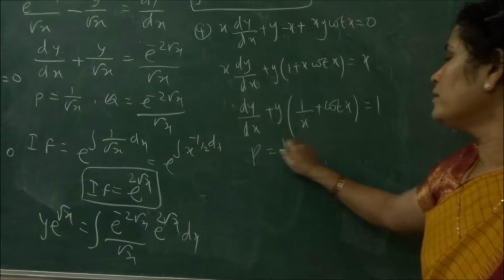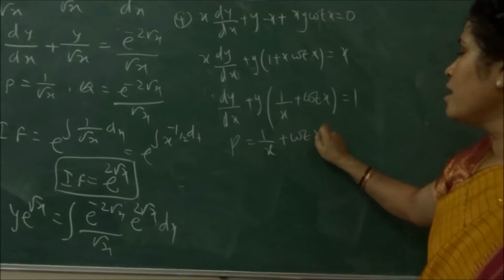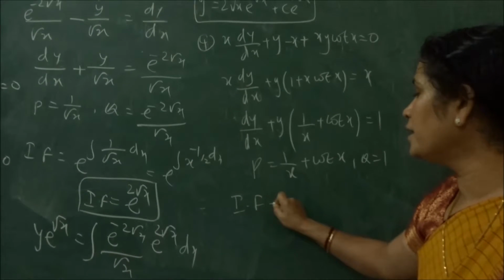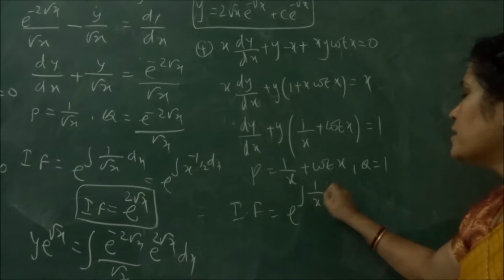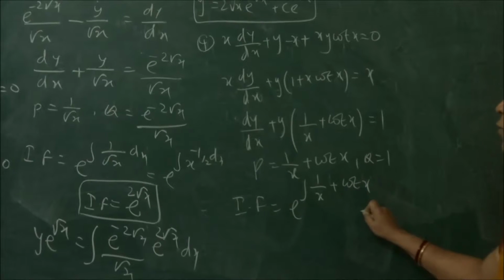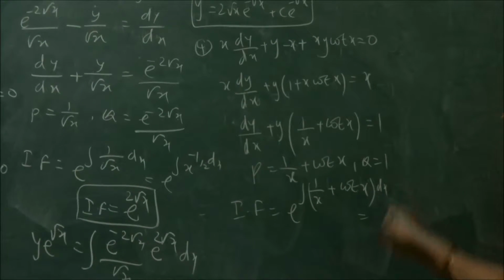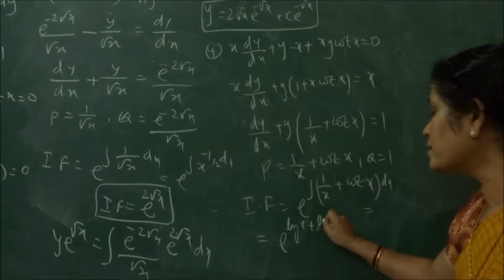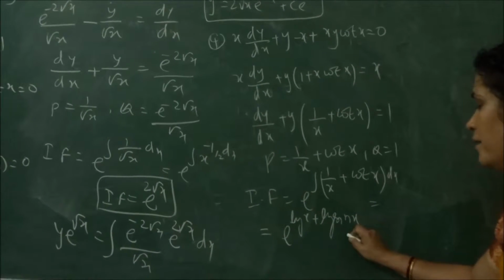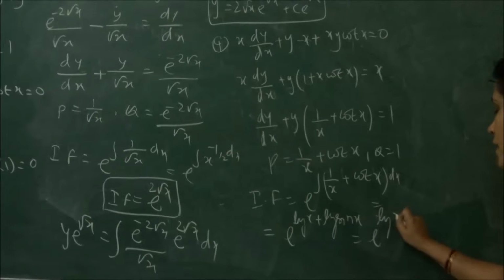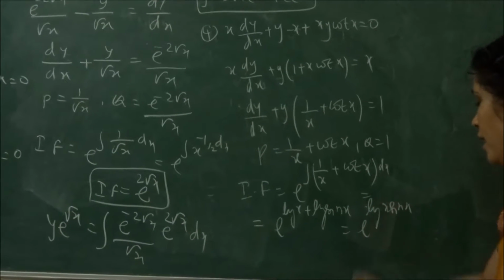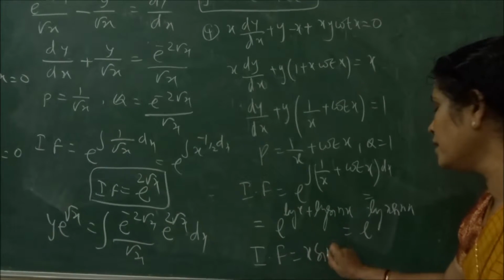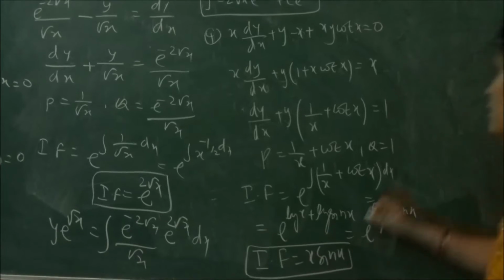Now what is the P here? That is equal to 1 by x plus cot x. And what is the Q here? Q is 1. Now what is the integrating factor? e power integral of 1 by x plus cot x into dx. What is the integration of 1 by x? That is log x, and for cot x it is log sin x. So I can write that is equal to e power log x sin x. Now the e and log cancel, and the final integrating factor we are getting is x sin x. Clear to you?